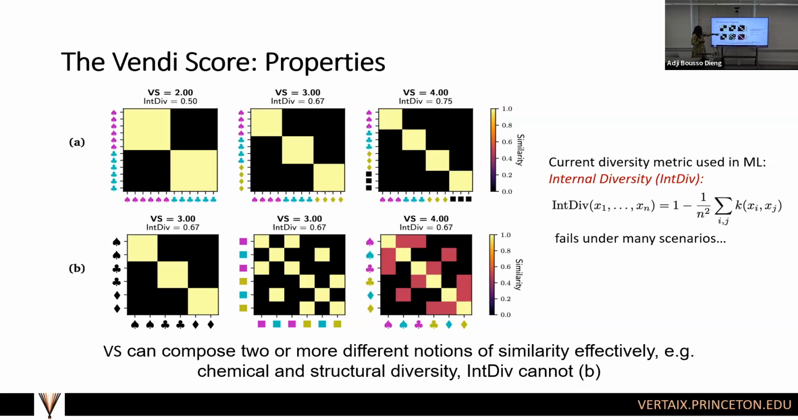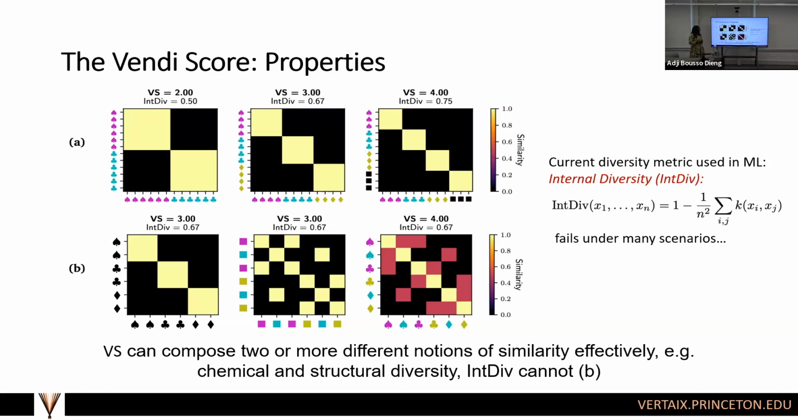This other metric called internal diversity is the metric that was being used in ML to measure diversity. It's defined as the internal diversity of the collection x1 up to xn is 1 minus 1 over n squared, sum over ij of the similarities. It's basically 1 minus the weighted average of the similarities of the sample.